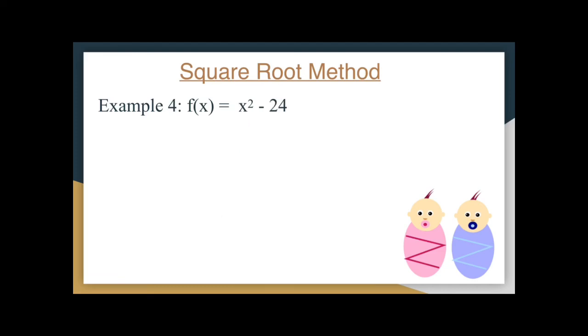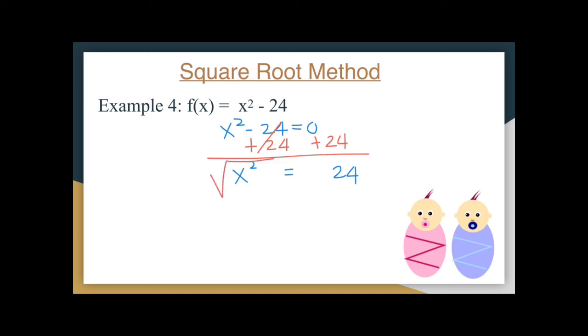Okay, last example. Example number 4, x squared minus 24. The same thing as what we did in the previous examples. Create your equation by setting your function to 0. So we have x squared minus 24 equals 0. Next, we are going to isolate x squared, so we have to add 24 to both sides, plus 24. This cancels to 0, so what's left is x squared equals 24. From this, we can now extract the square root of both sides, plus or minus the square root of 24.